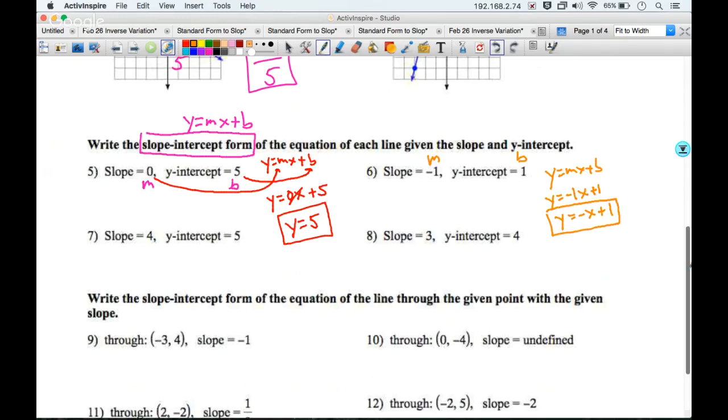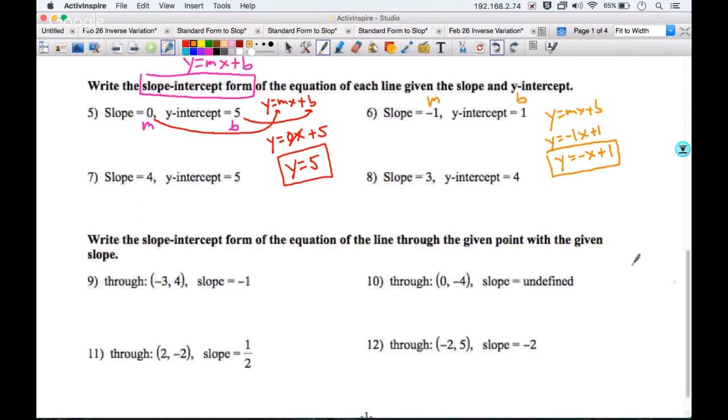All right. I'll just do one more real quick. Number 8, my slope is 3, my y-intercept is 4, so this gets me y equals 3x plus 4. Hopefully we're getting the pattern now.